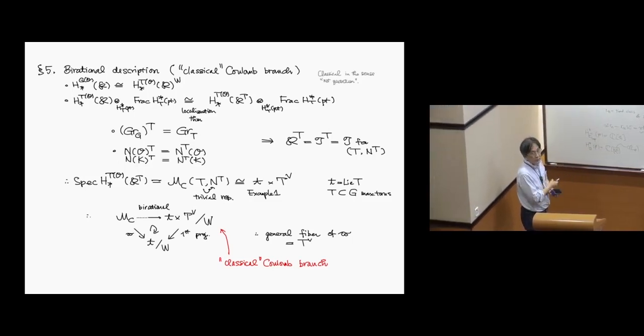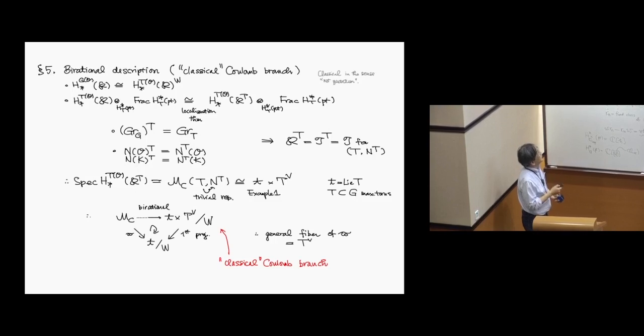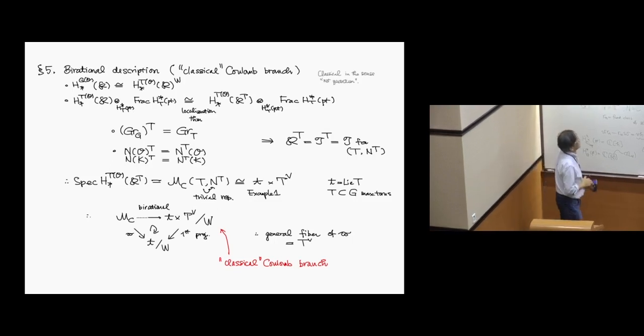So we apply this result. We need to understand what the torus fixed point set in this variety R is. And this is very easy.